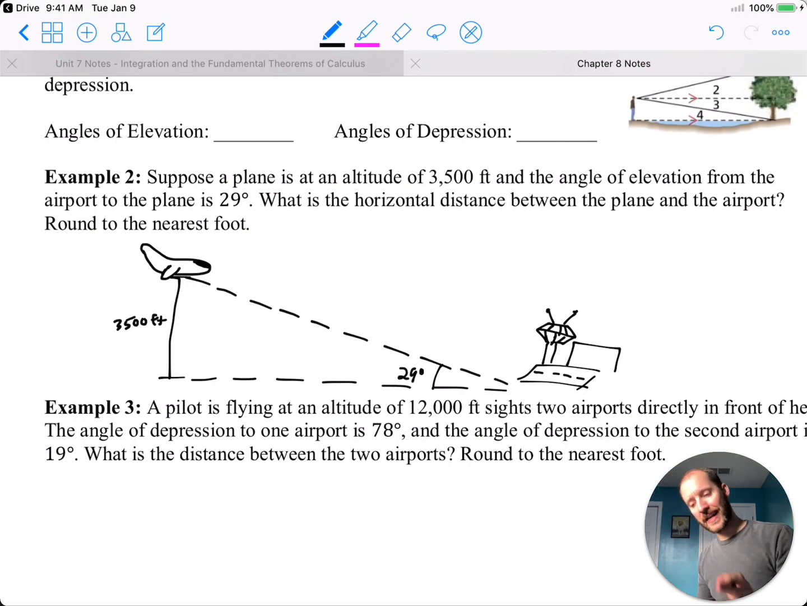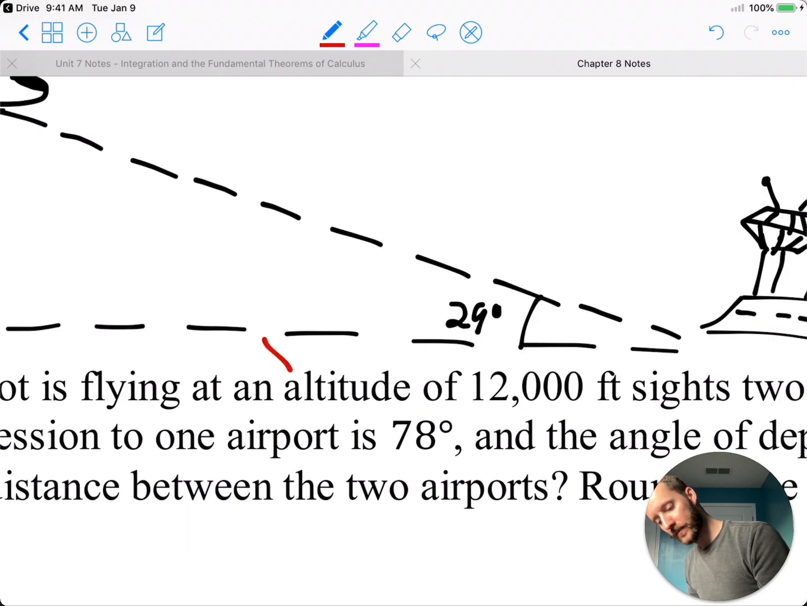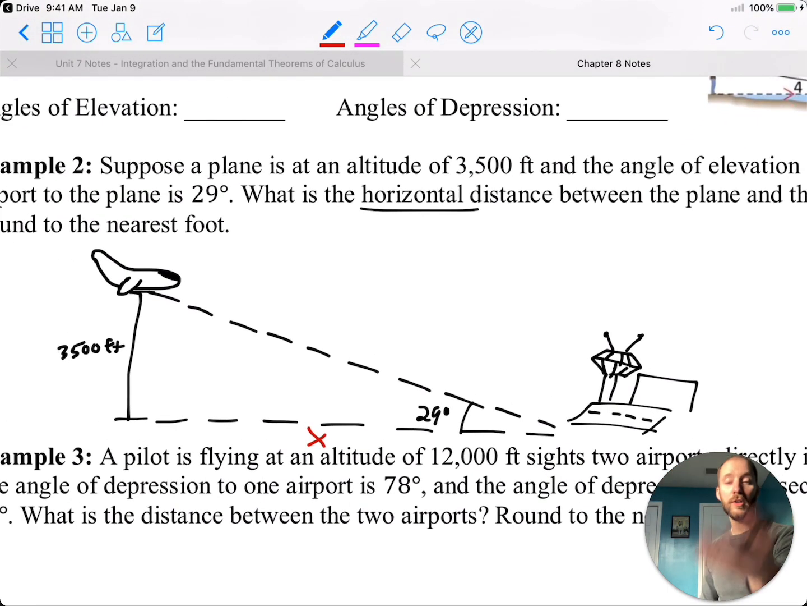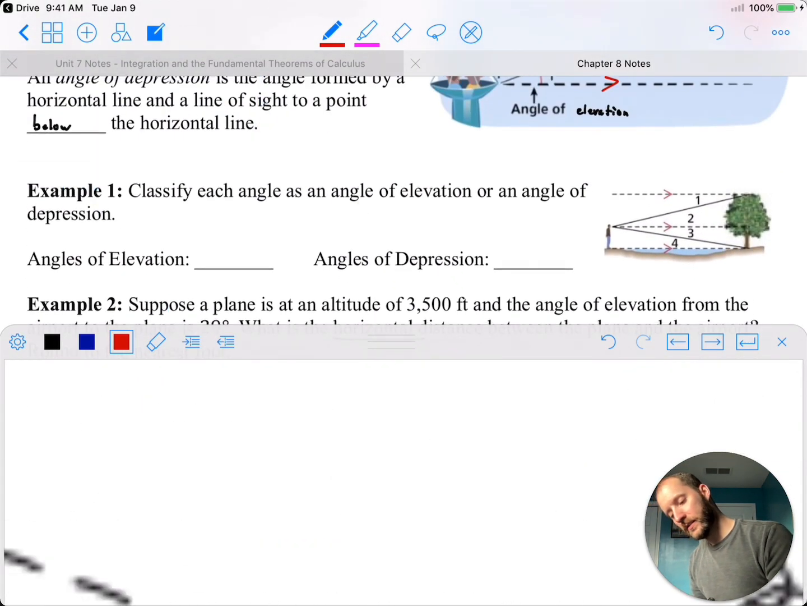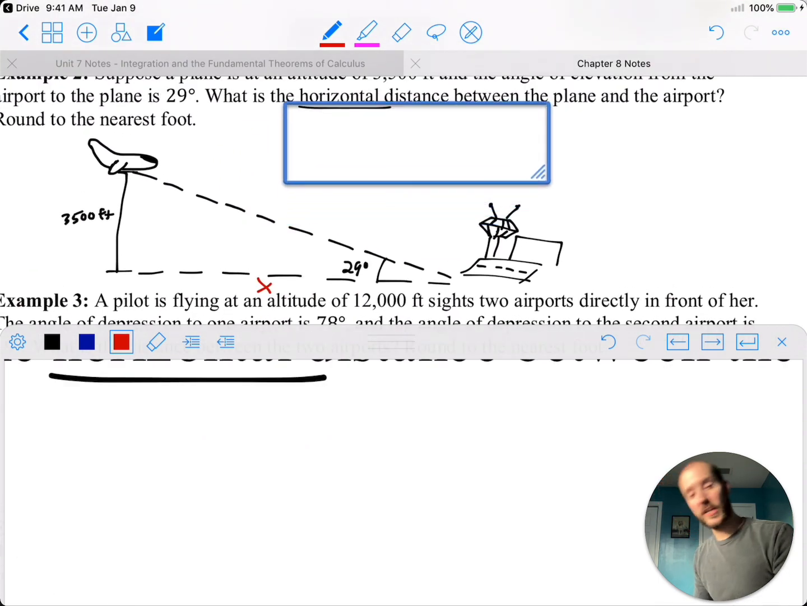What is the horizontal distance? So the horizontal distance. So we're trying to find x. Well, look at the picture you have. Does that picture lend itself to sine, opposite over hypotenuse, cosine, adjacent over hypotenuse, or tangent, opposite over adjacent? So I think this drawing really lends itself to tangent, opposite over adjacent.